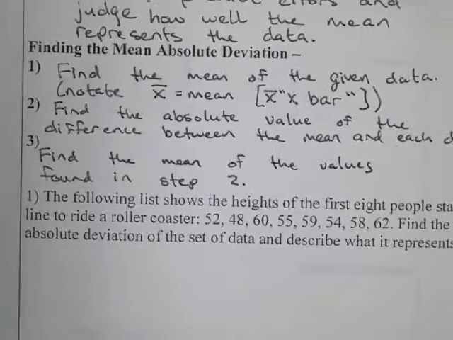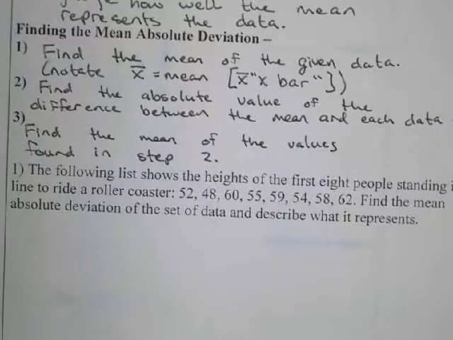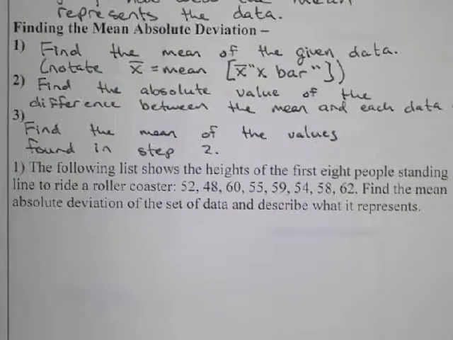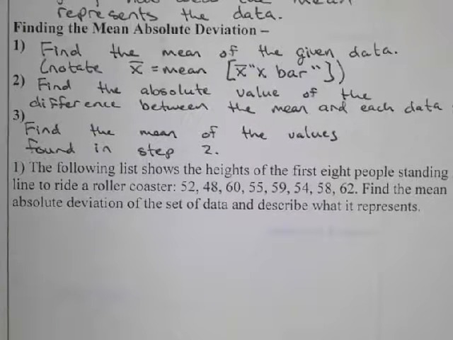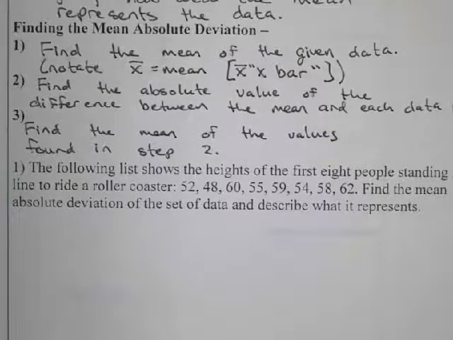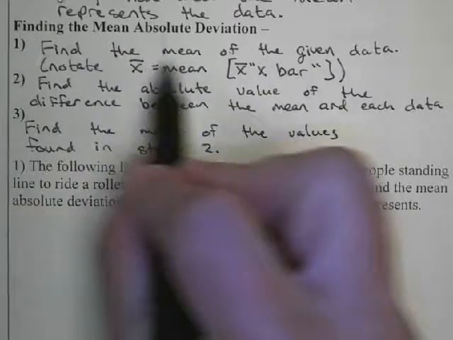The following list shows the heights of the first 8 people standing in a line to ride a roller coaster. 52, 48, 60, 55, 59, 54, 58, and 62. Find the mean absolute deviation of the set of data and describe what it represents. So what we can do, first step, is find the mean of the given data.